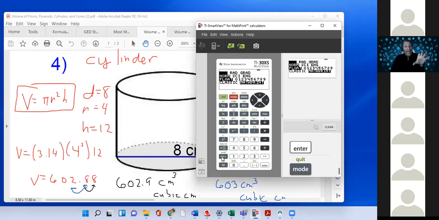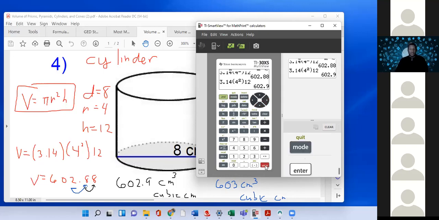Once I hit mode, I can tell my calculator to display a number in a certain way. How you do that is you go down to float. Hit your down arrows till you get down to float. If we want to round off to the tenth place, that's the first digit, the first decimal place. So I'm gonna go to 1 and press enter. Watch this. I'm gonna hit second, mode to quit. I'm gonna press enter. 602.9. Rounded off to the nearest tenth.